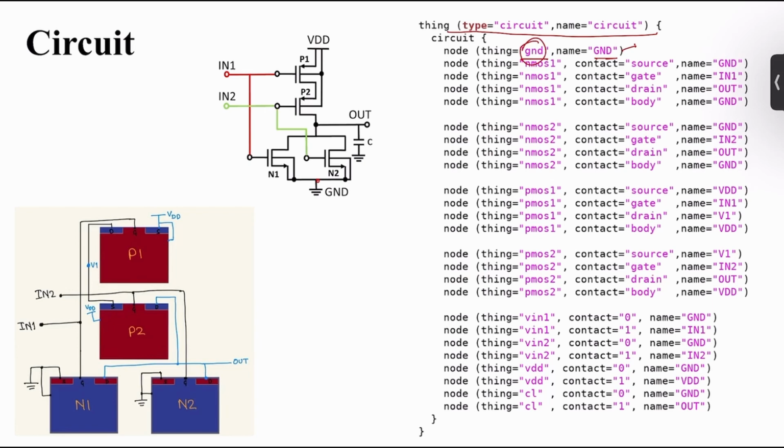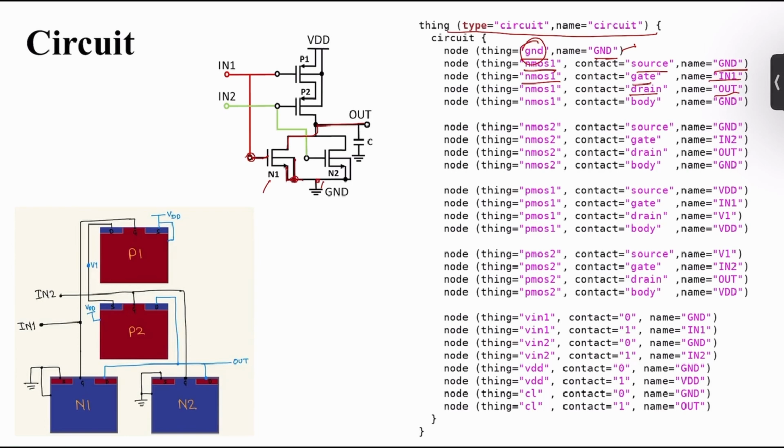Then coming to NMOS 1. For NMOS 1, that is this one, you can see the source is connected with ground. Then NMOS 1 gate is connected to input 1. Then drain, here drain is connected with output. And NMOS body is connected with ground. Here we can see it's connected with ground. So the same goes for NMOS 2 also.